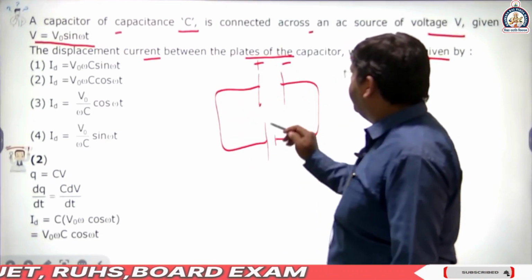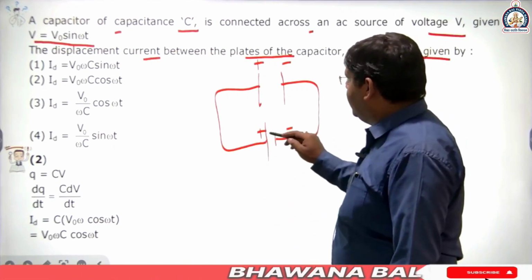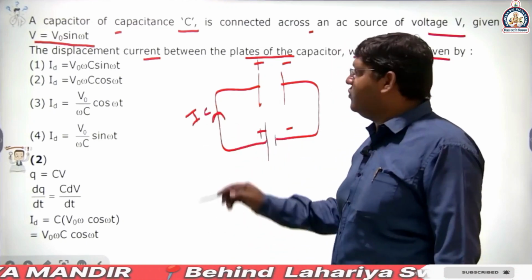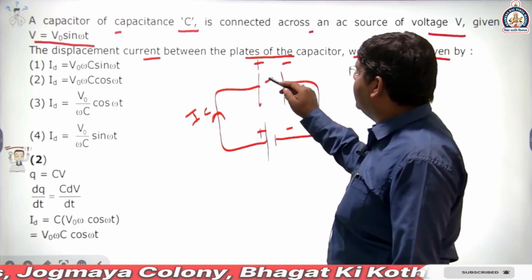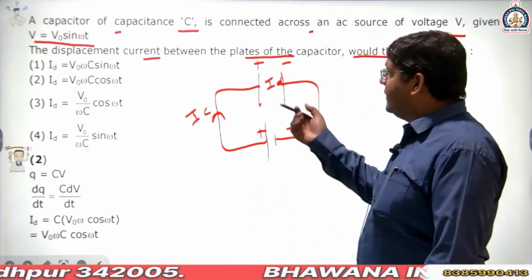We have connected it to a source. Now, due to this source, the current is IC. IC means conduction current, which flows outside the capacitor. And due to the electric field between the plates, there is another current known as displacement current, which flows between the plates of the capacitor.